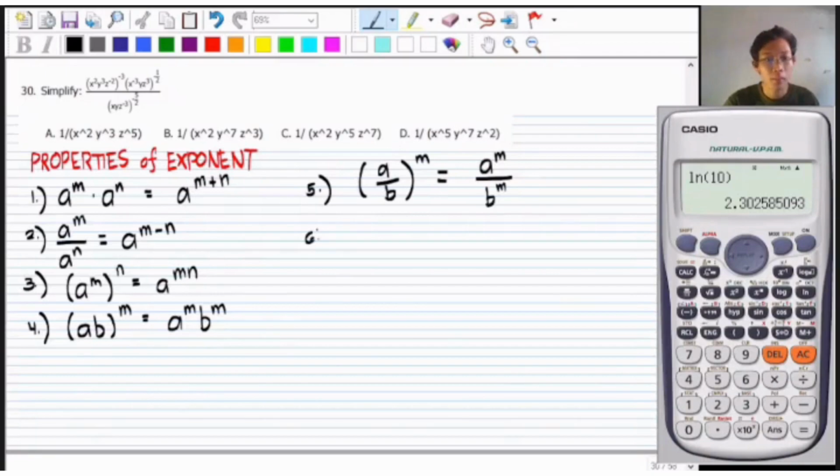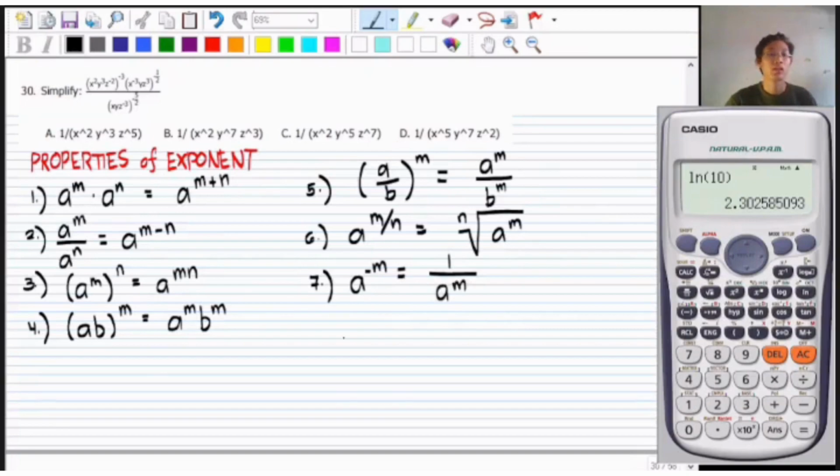6, a raised to m over n. Yan naman, root lang yung nasa baba. Nth root of a raised to m. Pang-pito, a raised to negative m. Gagawin mo lang dyan, kunin mo yung inverse. Okay, then lastly, a raised to 0 equal to 1.